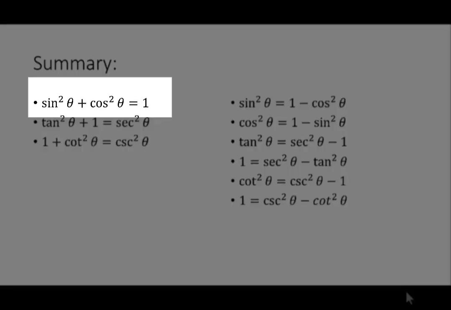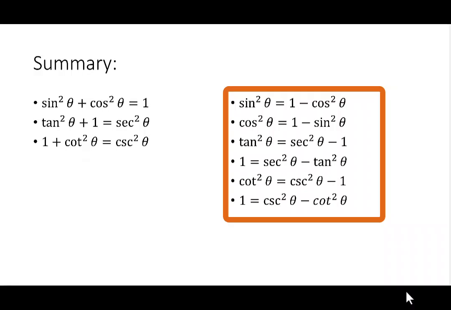In summary, sine squared theta plus cosine squared theta equals 1 is our main Pythagorean trig identity. Focus on the major 3 Pythagorean trig identities. As long as you know those, you'll be able to come up with the other 6 anytime you need them.